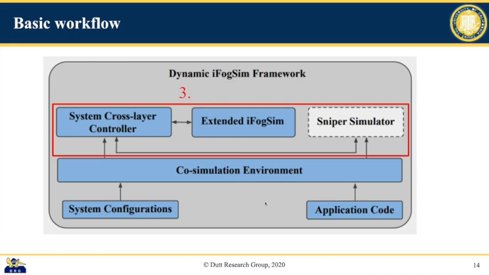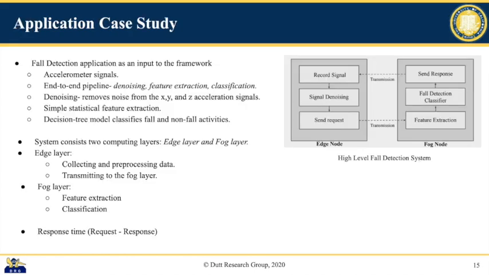Now I will move to the application case study. We use the fall detection application. Let me simply talk about this application. It can extract features from accelerometer signals. It's a Python file and it includes 6 steps for feature extraction.